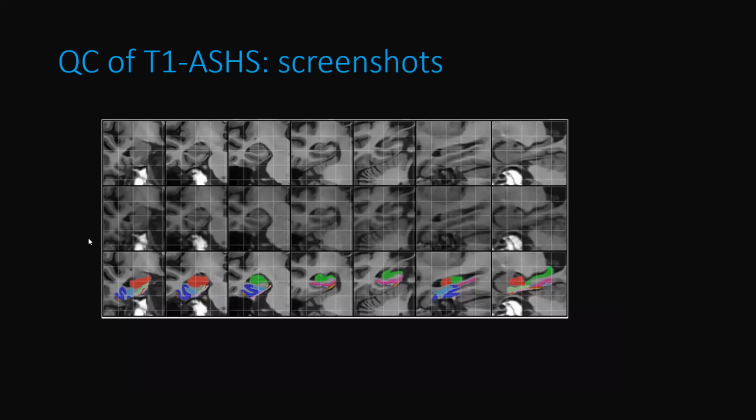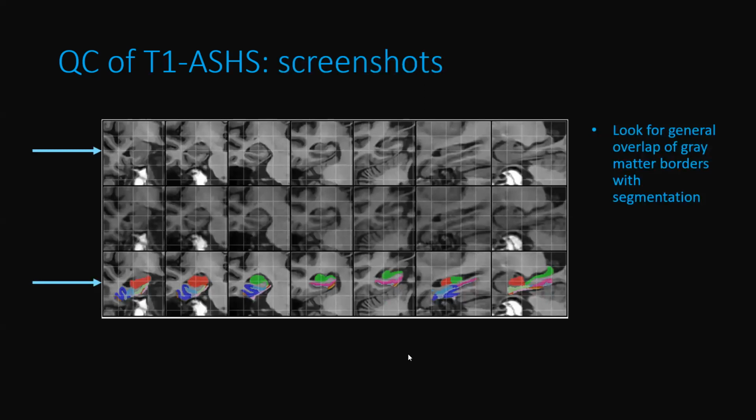So the first step that I discussed of how I do QC of T1-ASHS is the screenshots. This is what they look like. Personally, I generally look at the top and the bottom row. I look for general overlap of gray matter borders with the segmentation. Just an example here: this is what I see, and if I put the same outline on the segmentation, you can see it matches very nicely. So this would be a good segmentation.